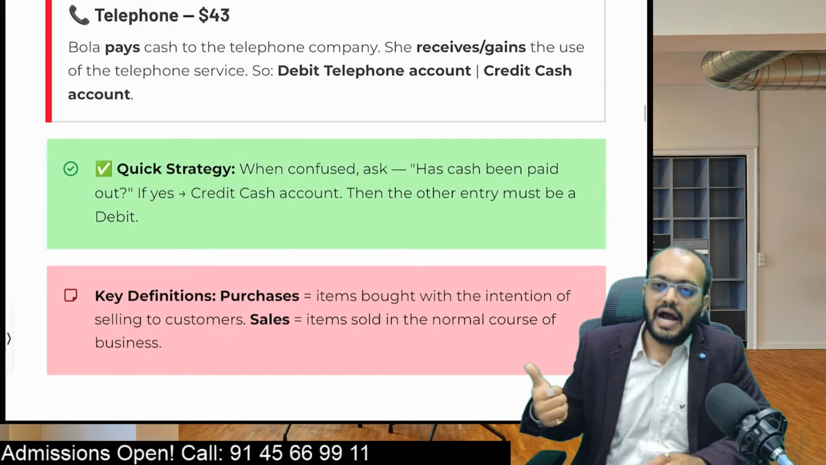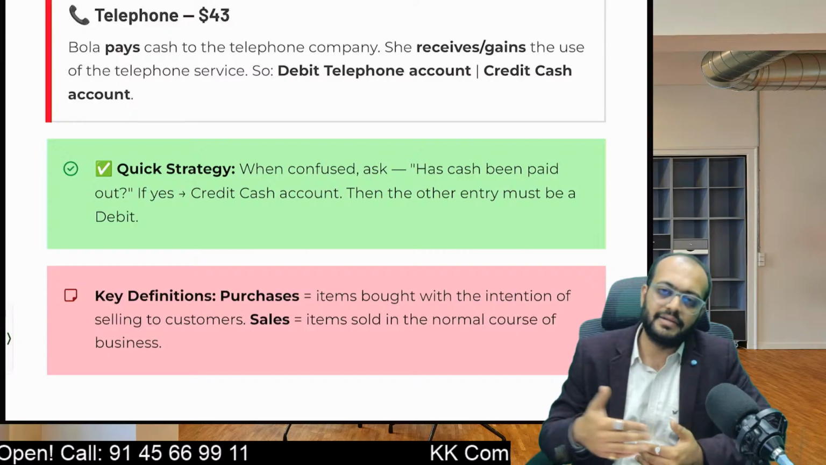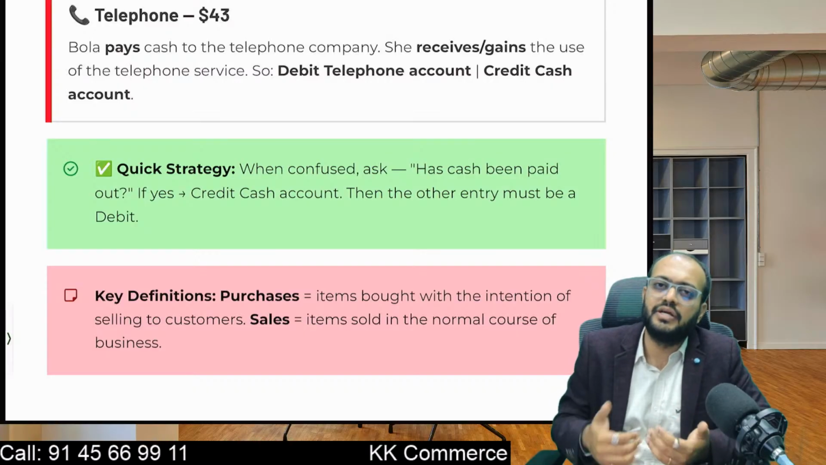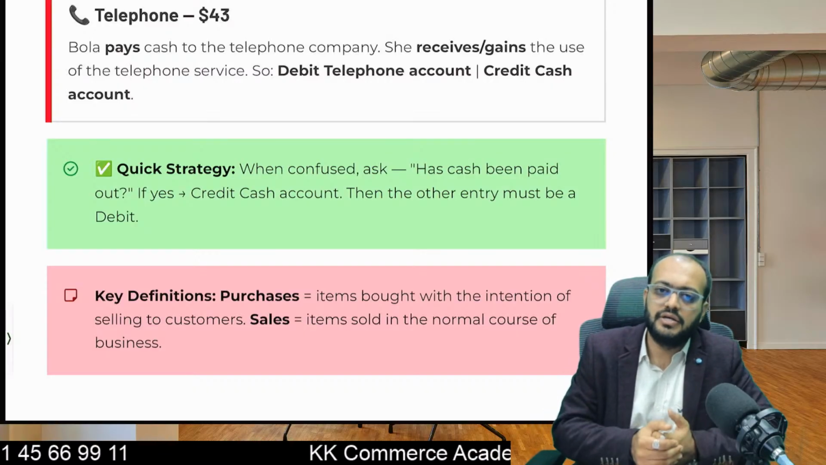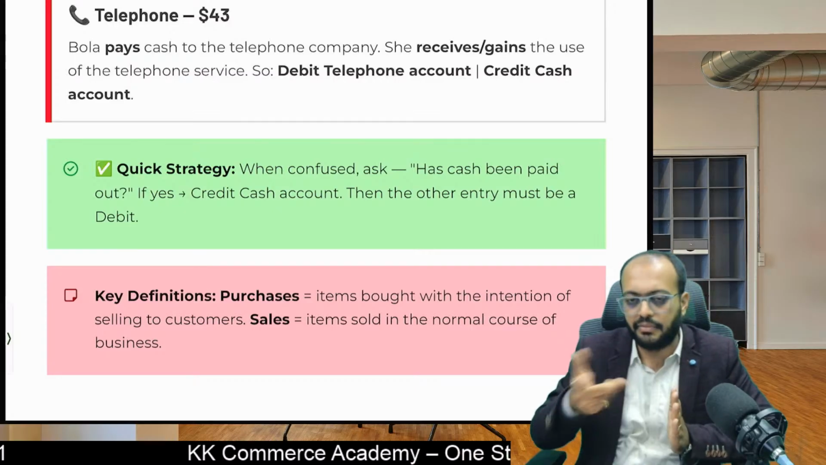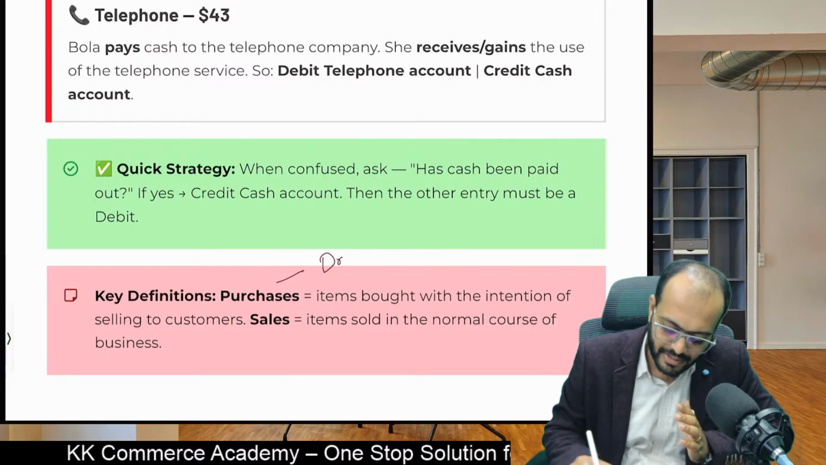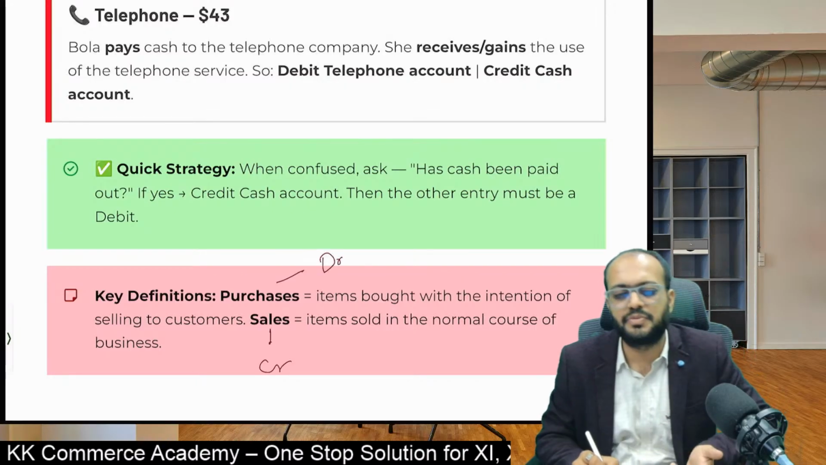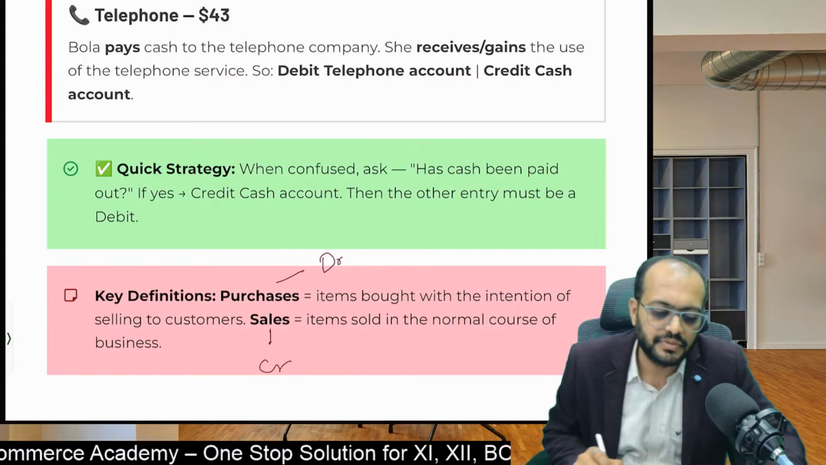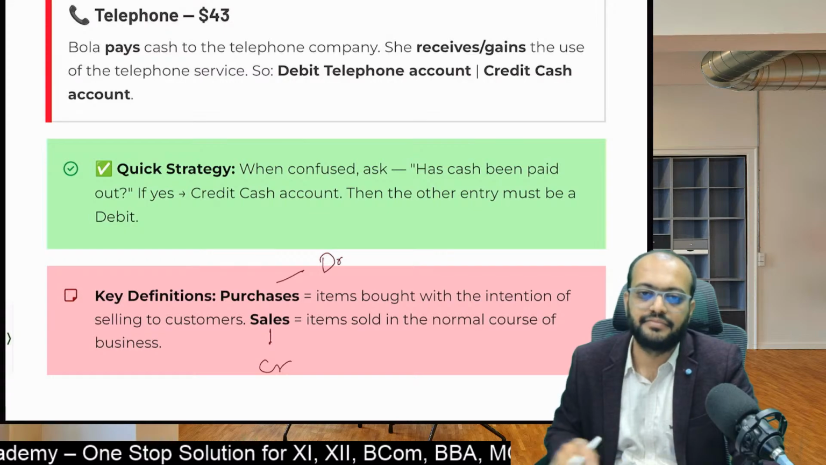Next, sales. Items sold in the normal course of business. So sales means we are selling the normal items in the normal course of business. This is our business only, that we are selling this product. Then this is the sales account. And you can remember one more thing, that purchase account is almost always debited and sales account is credited, because purchase is expense and sales is our income. So purchase is debited and sales is credited.